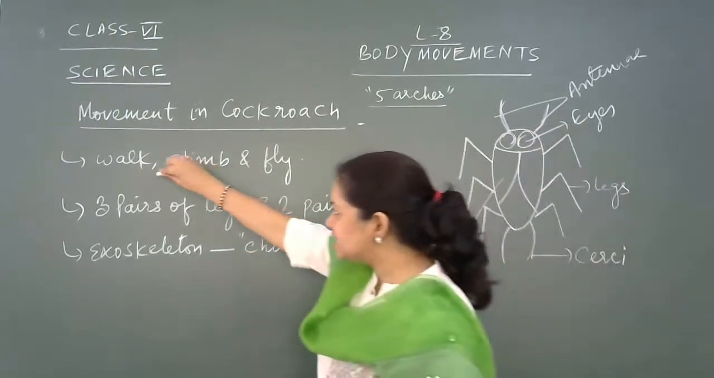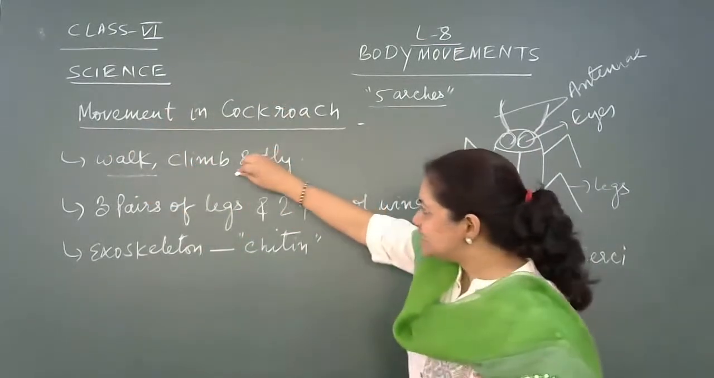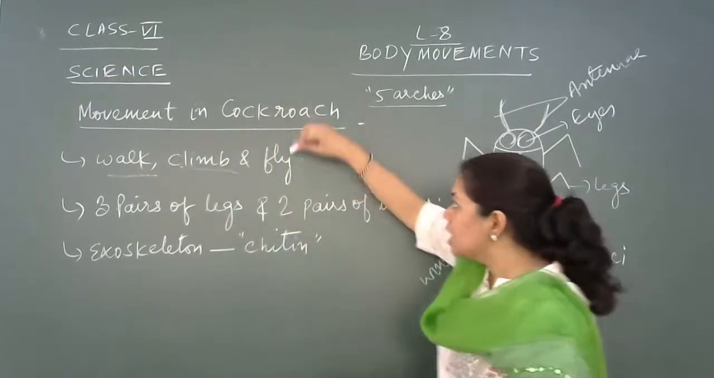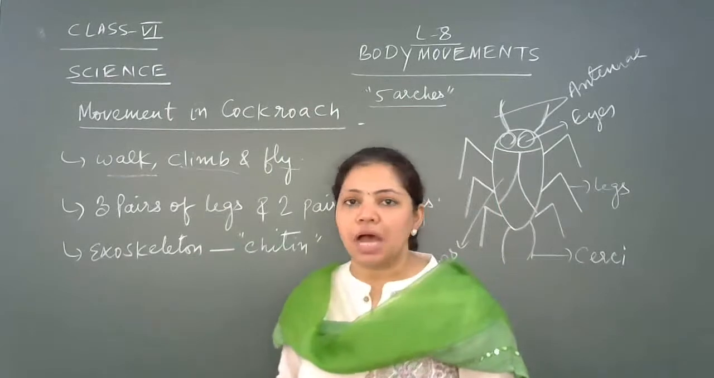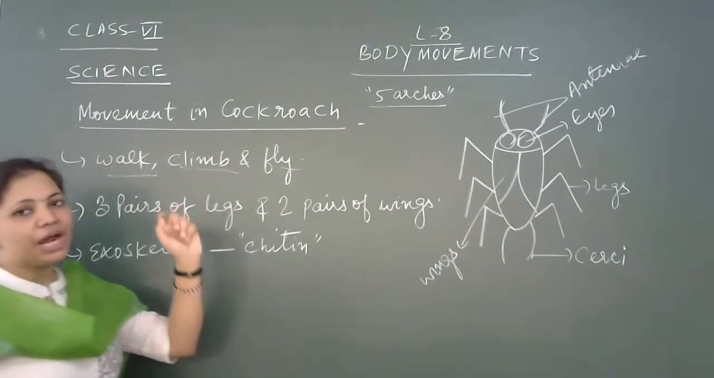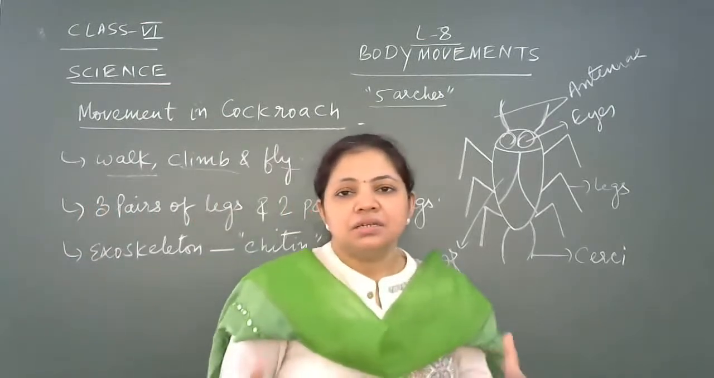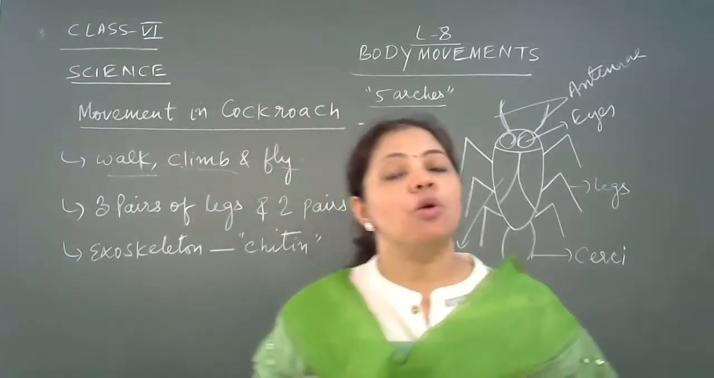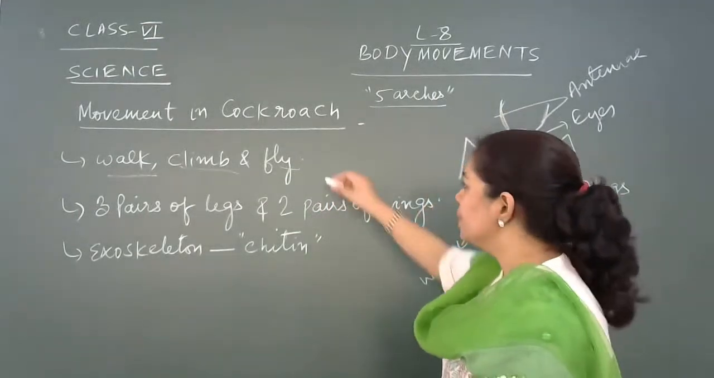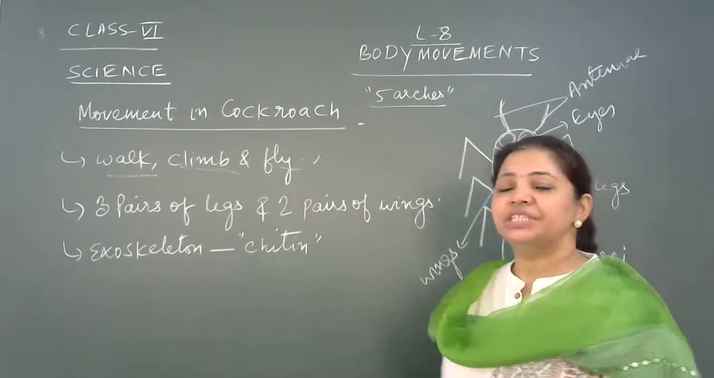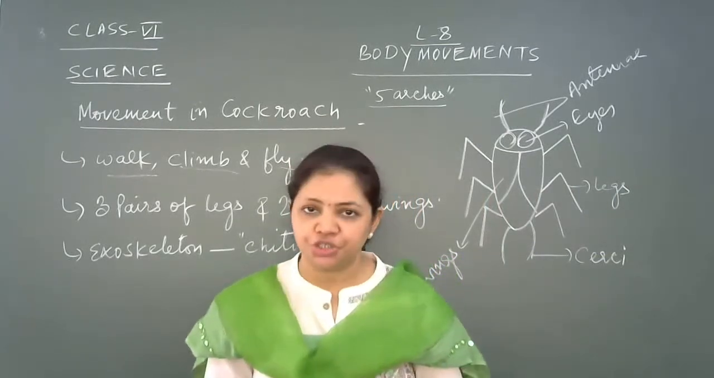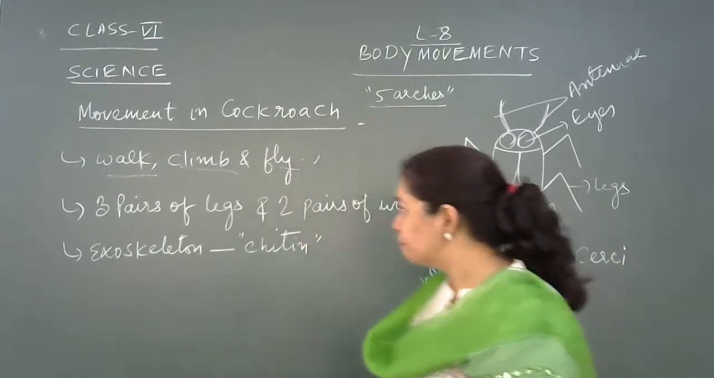Now in case of movement in cockroach, a cockroach can perform 3 types of movements. It can walk, it can climb over the walls and even on the roof itself. And yes, it can fly. Right? So cockroach can walk, climb, and fly. So this insect can perform a variety of movements. Now, for performing this variety of movements, its body has some special features. So let's check out what those are.